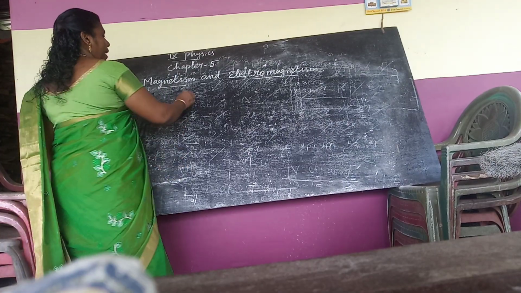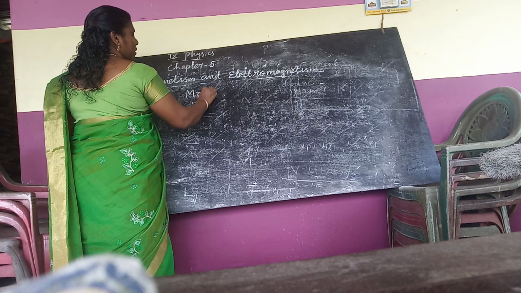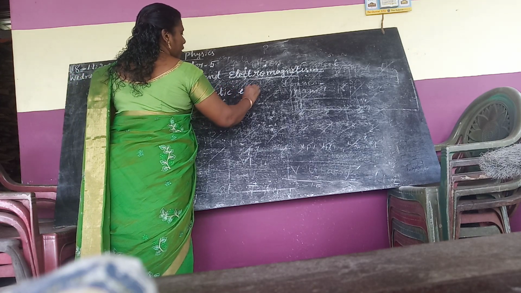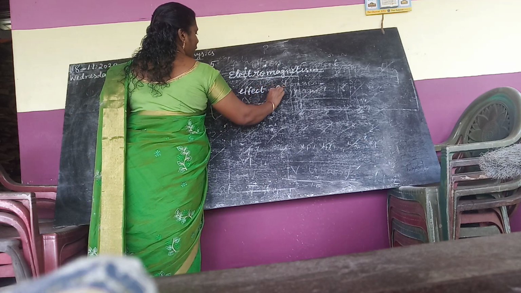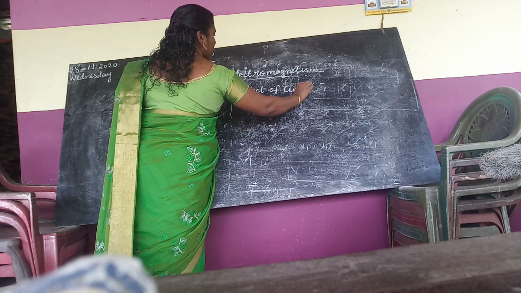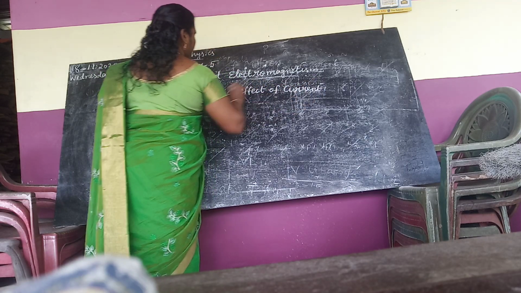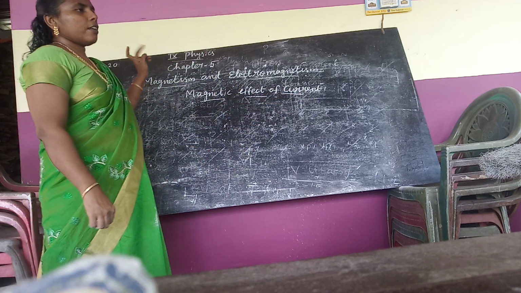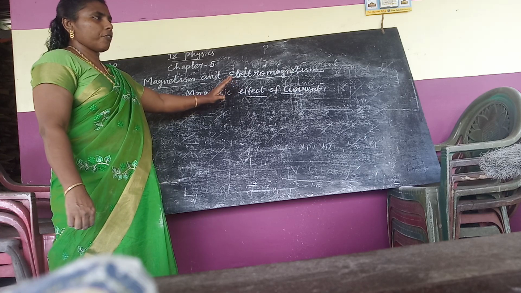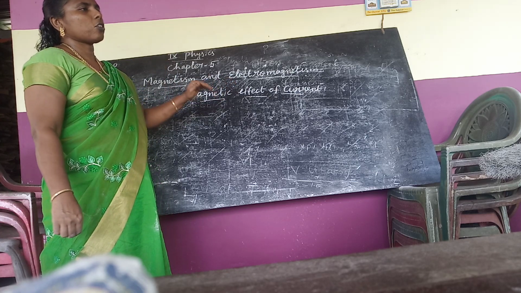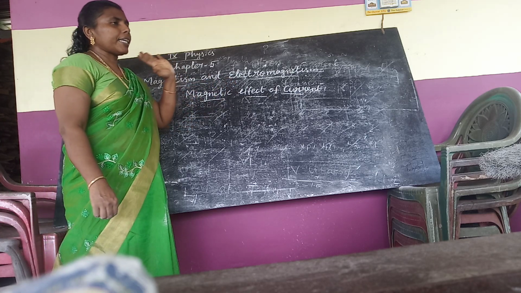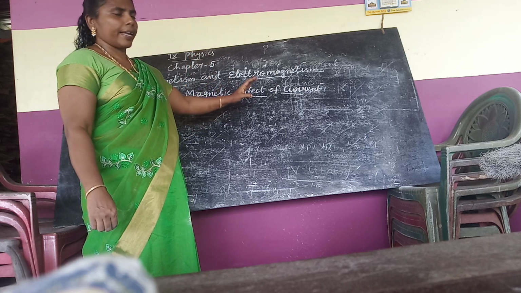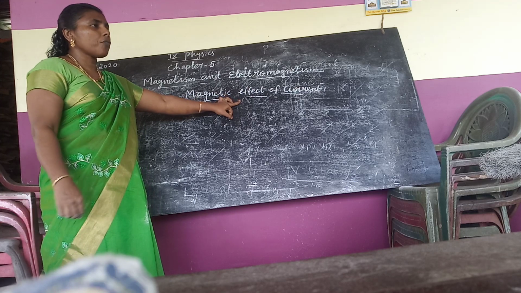Next one is magnetic effect of current. Magnetic effect of current. See, already in the last lesson we have learned about the magnetic effect of current. In a current carrying conductor, the direction of current is always perpendicular to the magnetic field. That is the magnetic effect of current.